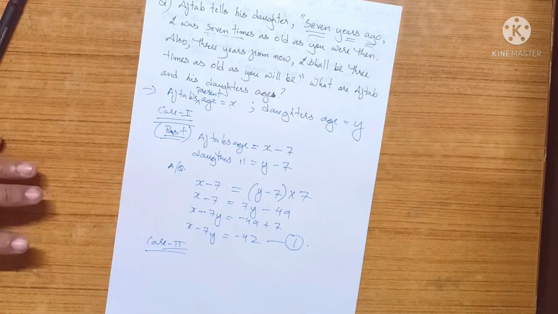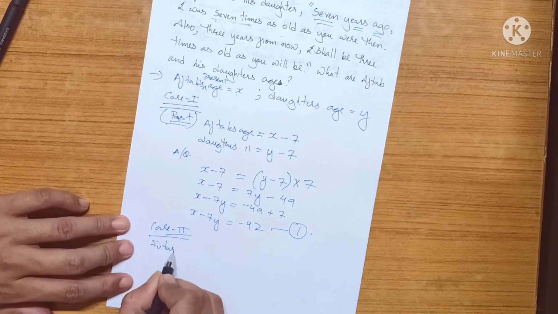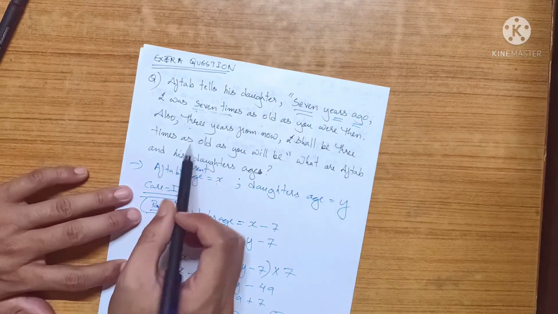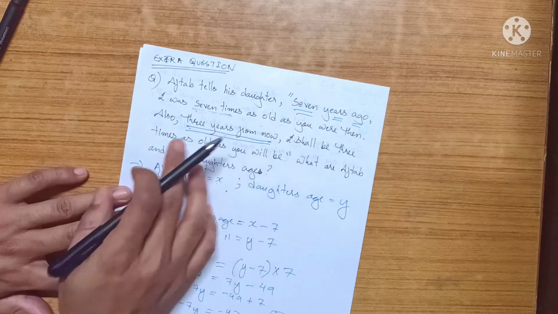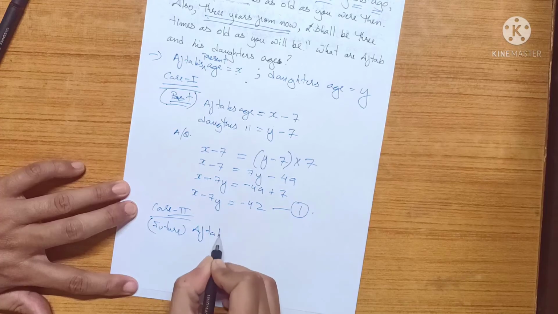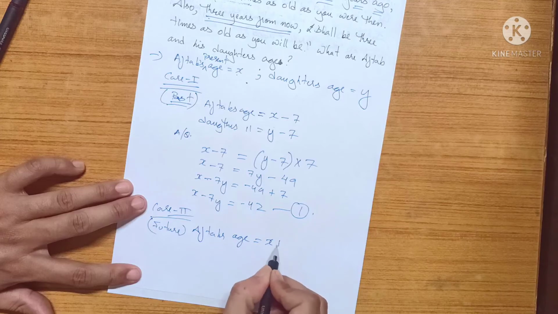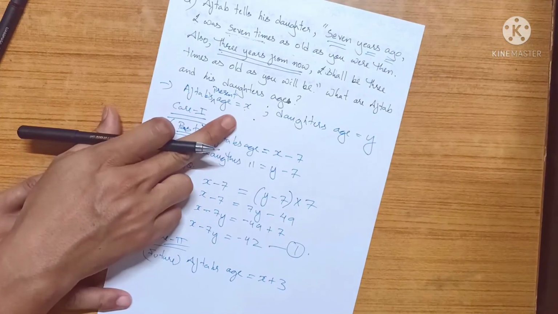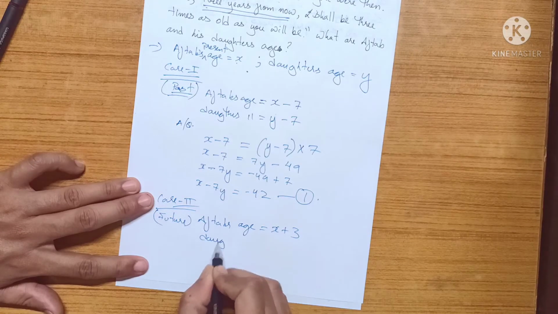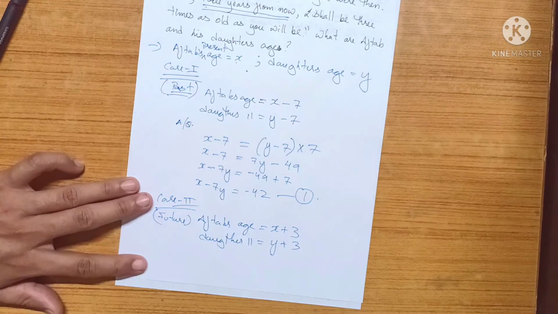In case 2, we'll be talking about the future. Okay, so in the question they're saying 3 years from now, right? So in the future, Aftaf's age in 3 years from his present age will be x plus 3, because his present age is x, remember that. The daughter will also grow, so y plus 3, right?